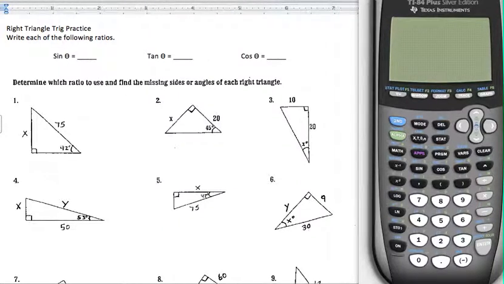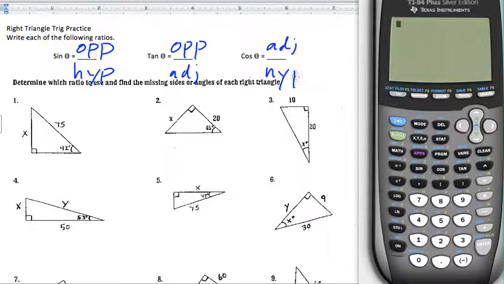Ideally, what I'm looking for in these 3 blank spaces are the SOHCAHTOA words. So for example, sine is opposite over hypotenuse. Tangent is opposite over adjacent. And cosine is adjacent over hypotenuse.